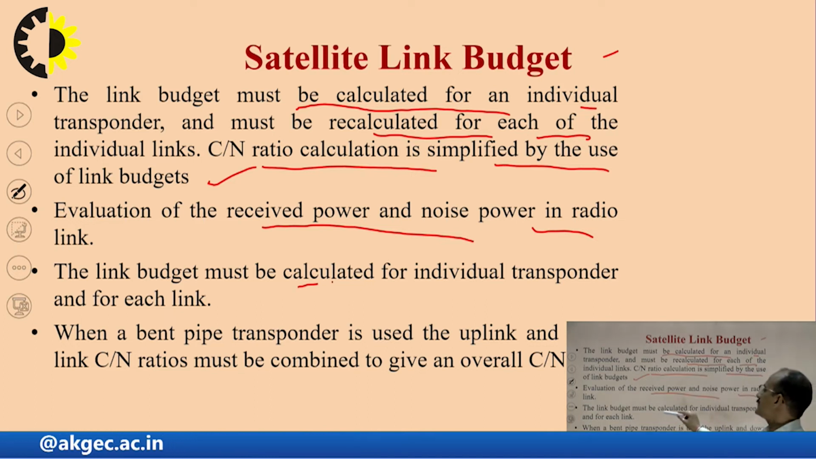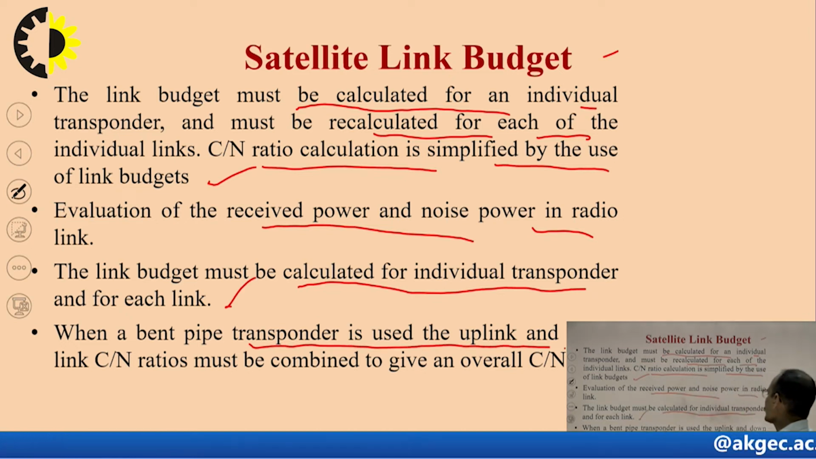The link budget must be calculated for the individual transponder for each link, where a bent pipe transponder is used with the uplink and downlink. The C by N ratios must be combined to give the overall C by N ratio.